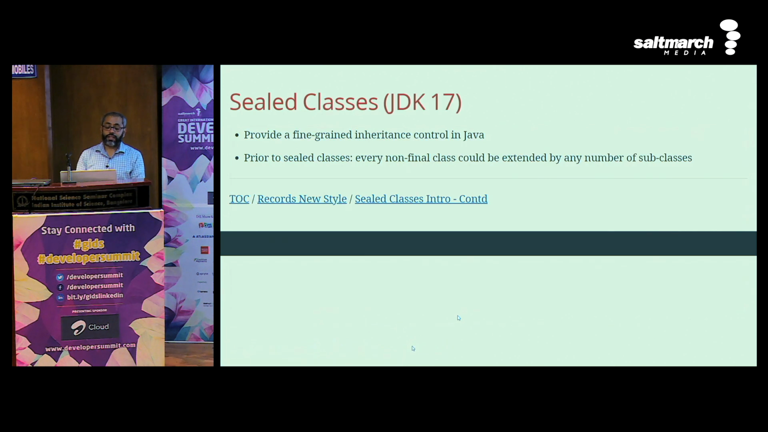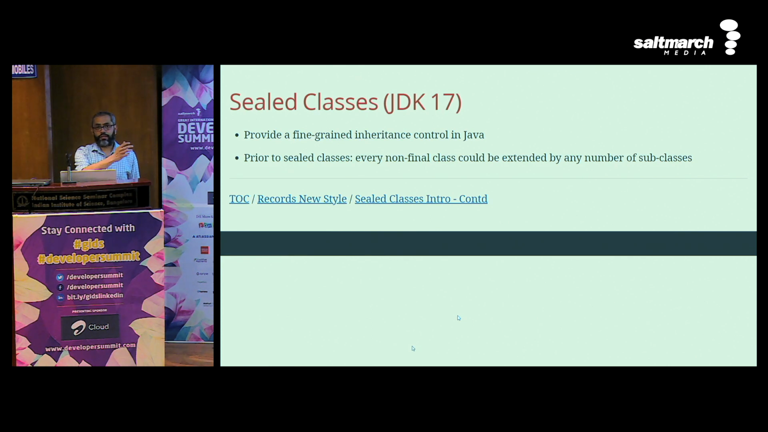The last one in terms of features is sealed classes. This improvement in the JDK with JDK 17 is kind of a boon for library developers or library maintainers, because what Java did was it gave us an ability to control which part of the inheritance hierarchy we expose and allow for extension. Because prior to sealed classes, any non-final class could be subclassed.